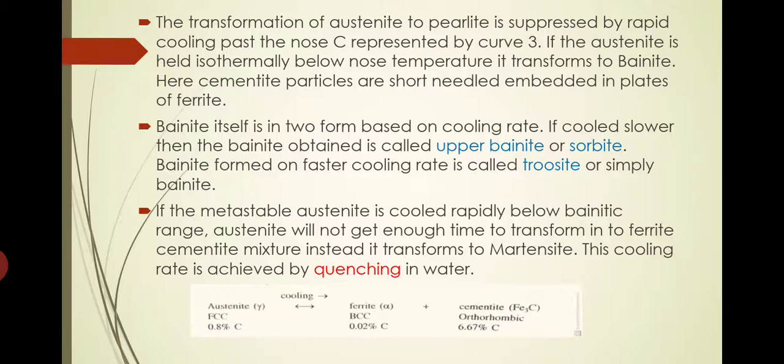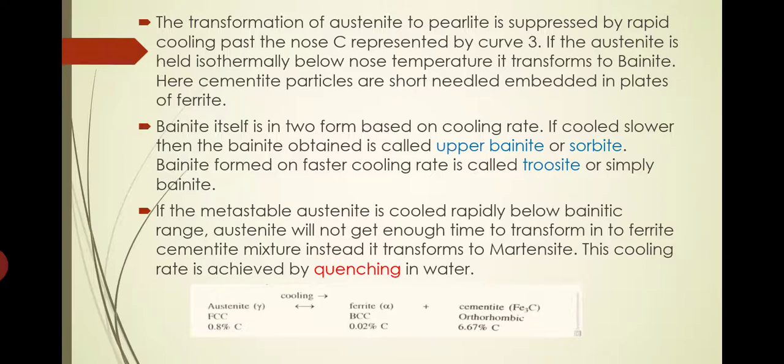Another possibility is, if we are still increasing the cooling rate or the temperature difference, then there is no transformation into the pearlite structure. Directly the austenite is transformed into a new structure, that is known as martensite. If the metastable austenite is cooled rapidly below the bainitic range, austenite will not get enough time to transform to the ferrite cementite mixture. Instead it transforms to martensite.